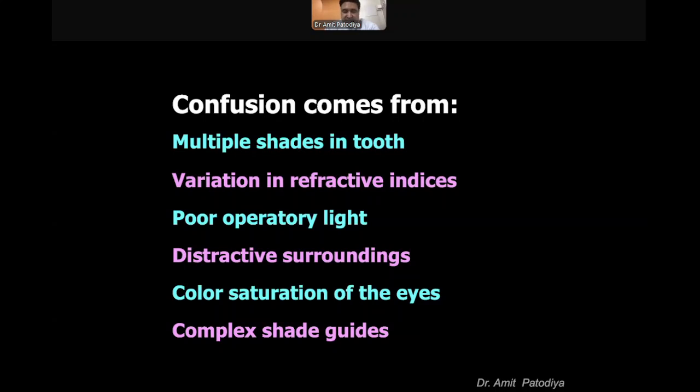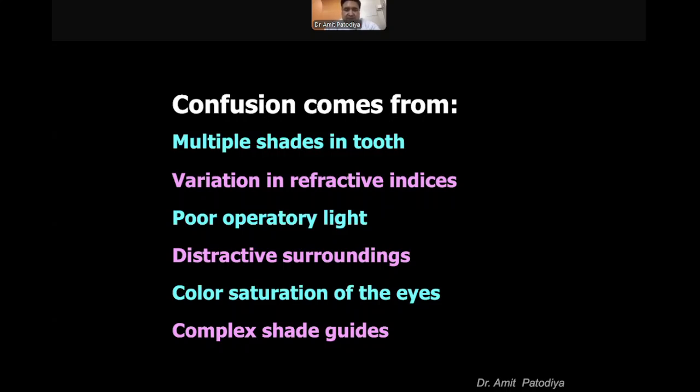A lady patient who has put on heavy makeup has come for composite restoration. There are again a lot of distractions around. And there is the color saturation of the eyes. Our eyes cannot see a color for more than a few seconds. In 3 to 5 seconds, our eyes get saturated with one shade of the color. We cannot differentiate the second shade immediately after that.